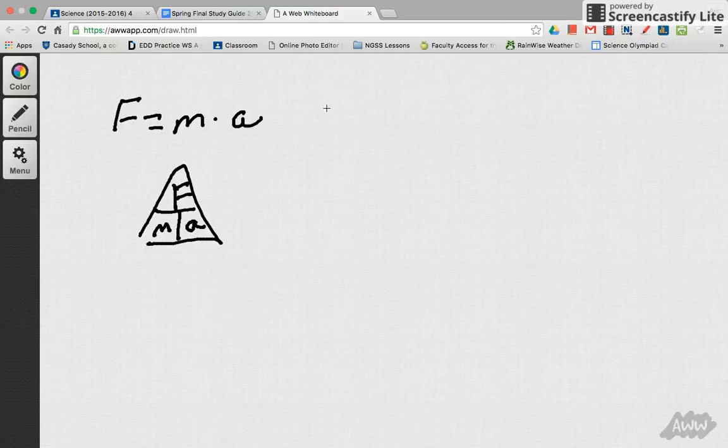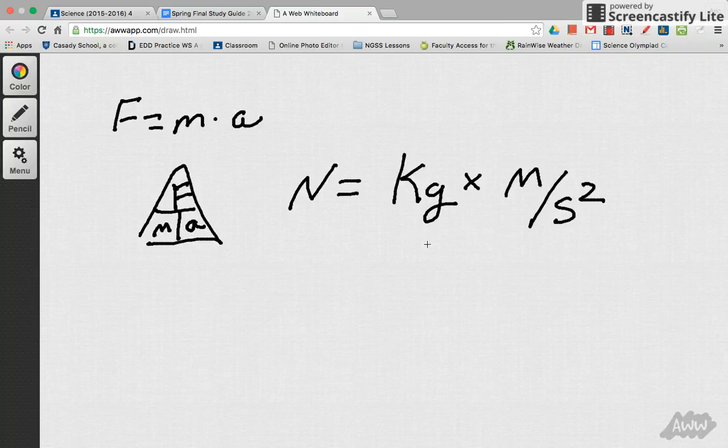Remember that when we measure force, we measure it in newtons. And what is a newton? A newton is the same thing as mass times acceleration, the base units for those. The base unit for mass is kilograms, and for acceleration it is meters per second squared. So a kilogram times a meter per second squared is the same thing as a newton.